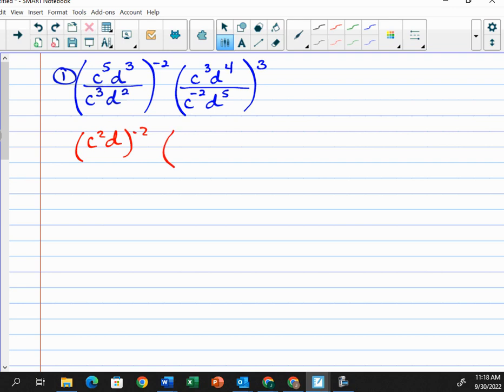All right, guys, there's a couple of ways you can do this. I like to simplify inside the parentheses first, just because it makes things smaller rather than gigantic numbers to begin with. So this is going to be 1 over c to the 4th d squared. Are we okay with that for that first parenthesis? And then this one is c to the 15th over d cubed.